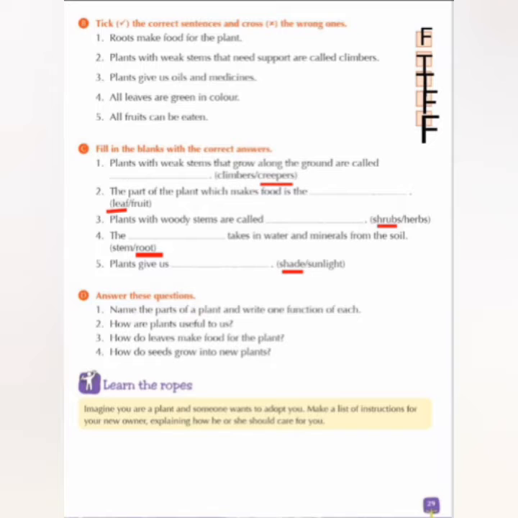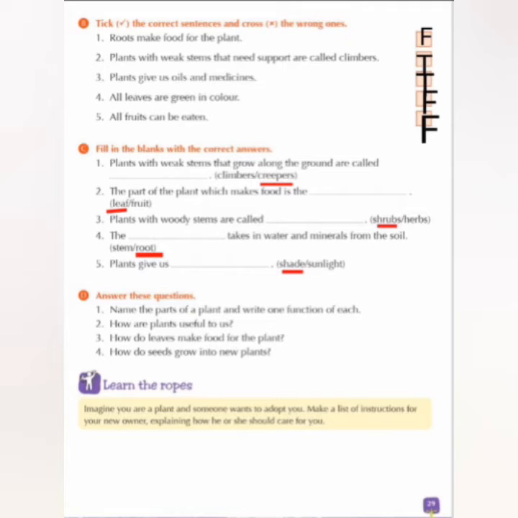Second, plants with weak stems that need support are called climbers. Yes, that's right. Climbers need support to grow. It's true. Write T. Third, plants give us oils and medicines. That's true. We get oils and medicines from plants. Write T.